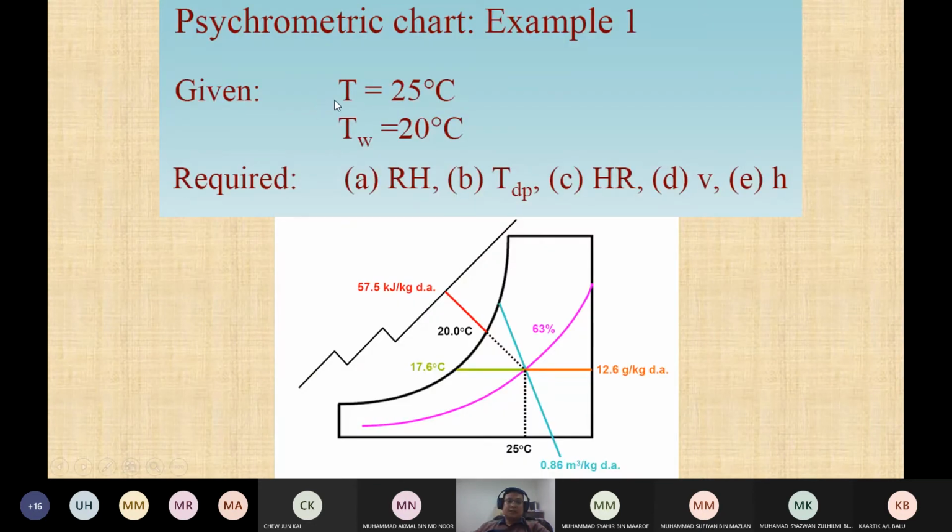Example one: T is 25, the dry bulb temperature, and the wet bulb is 20 degrees Celsius. Find the relative humidity, the dew point temperature, the absolute humidity, and the specific volume. This volume is this one. Then the enthalpy is this one.